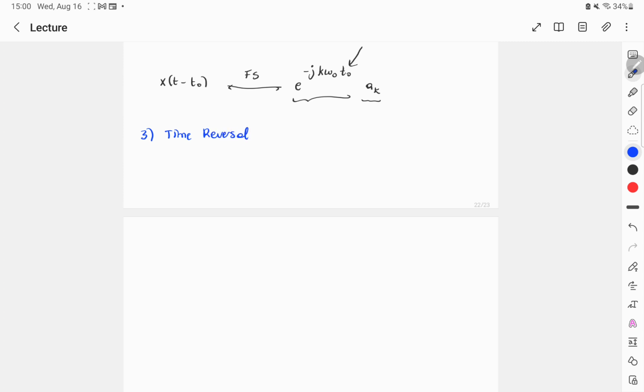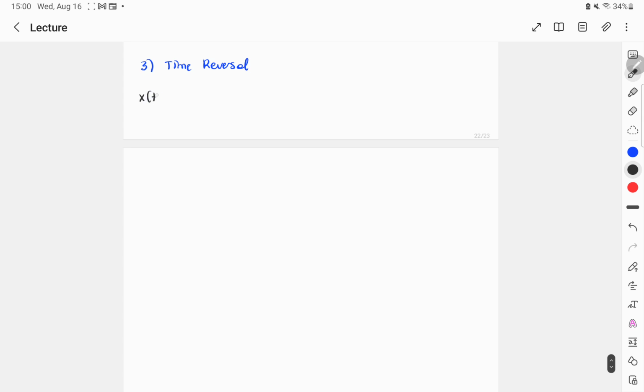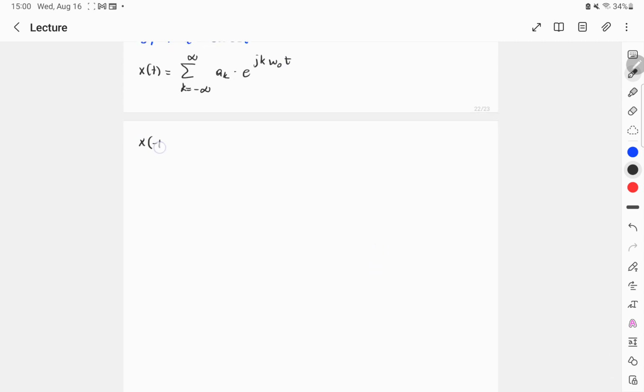So here we already know that the signal can be shown as this. We know this from the previous lesson. And if we time reverse this and we say we are going to see x of minus t, we know that it will go a_k times, instead of t we will write minus t, so let me put it like this.